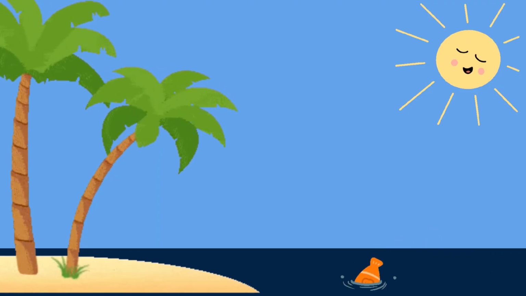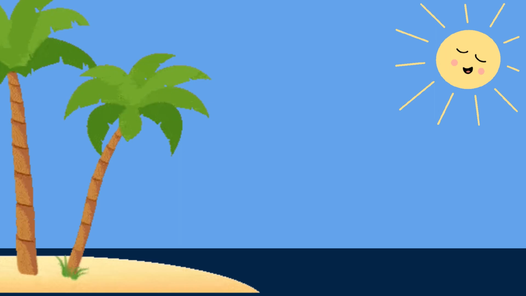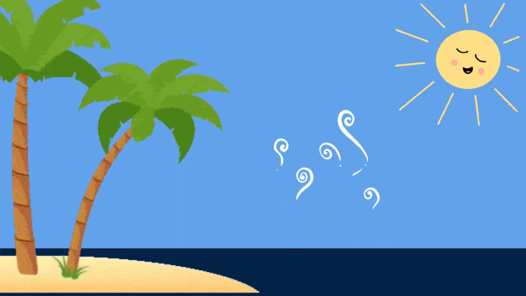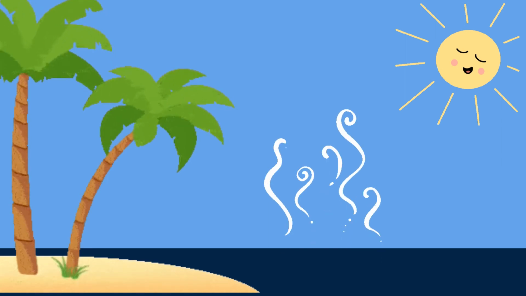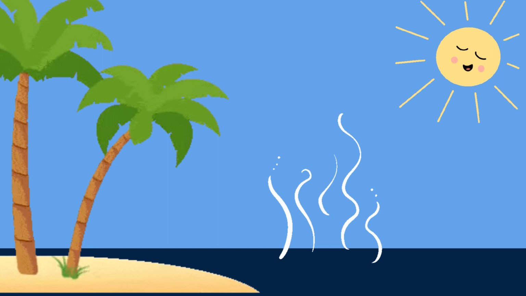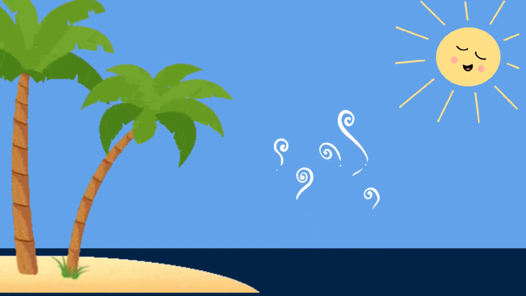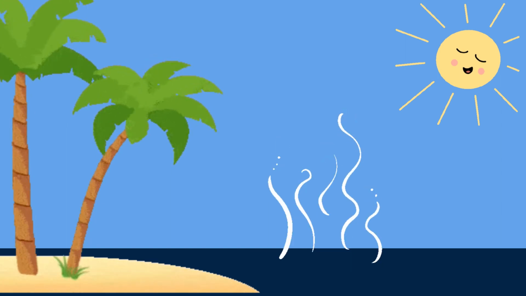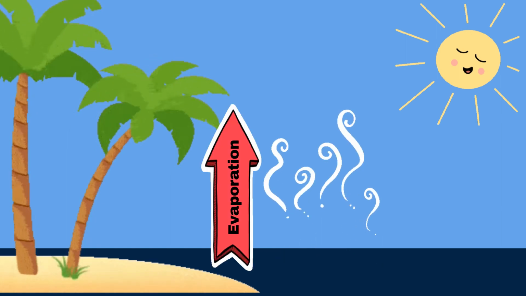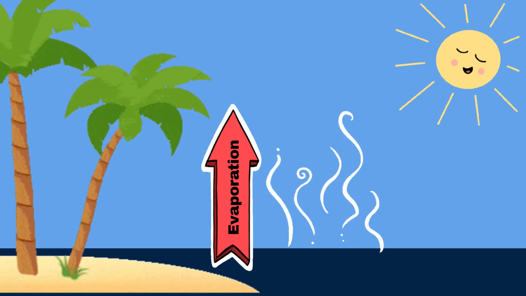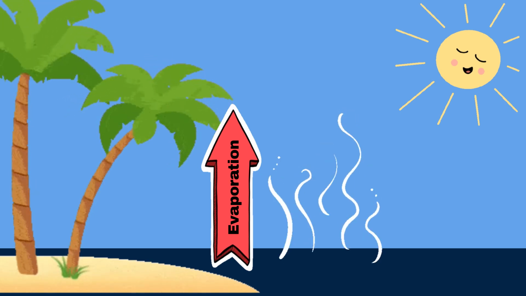When the sun shines bright, the heat from the sun warms up the water in the water bodies like lakes, ponds, rivers, seas, oceans, and also the water beneath the ground. When the water warms up, it changes into a gas called water vapor. This change of water into a gaseous form is called evaporation.